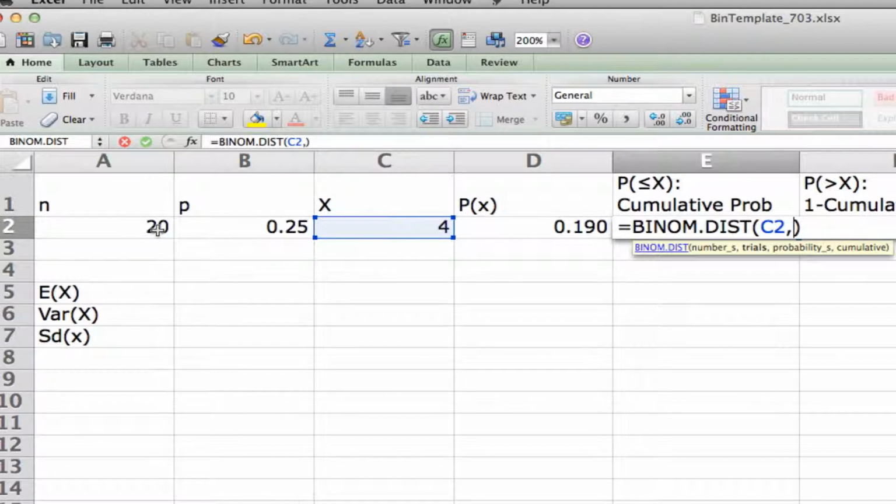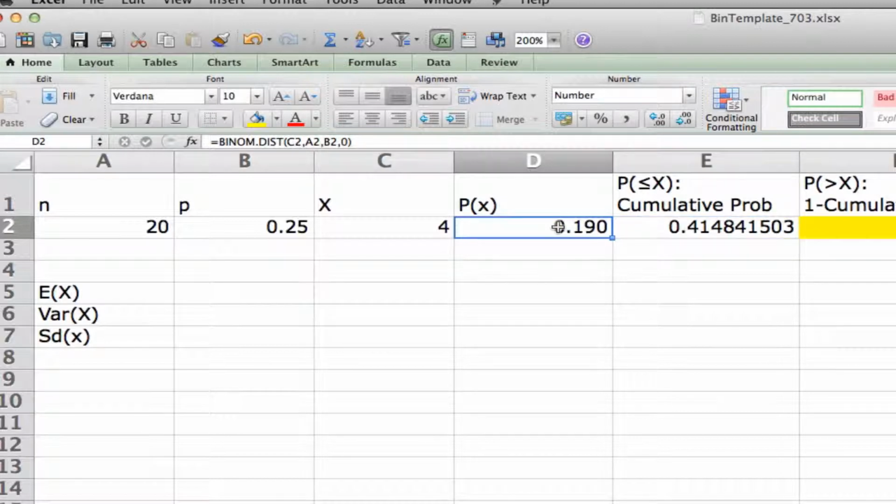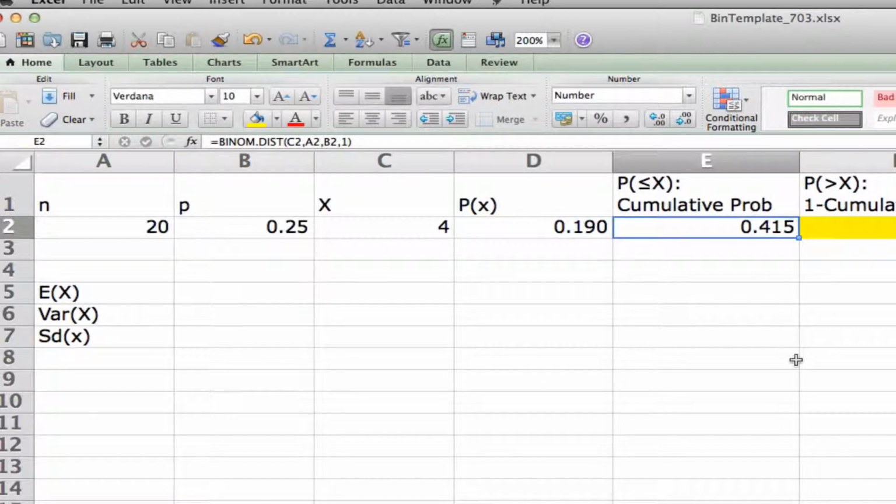The number of trials is 20, which is the information in cell A2. The probability of a success, again, can be found in cell B2, which is 0.25. This time, though, for cumulative, I'm going to type 1, or you can also type true, and I'll hit return. And again, what I want to do is take this down to just 3 decimal places to the right. Here, I'm going to go up here and do copy format and impose that here. And so the answer is 0.415.